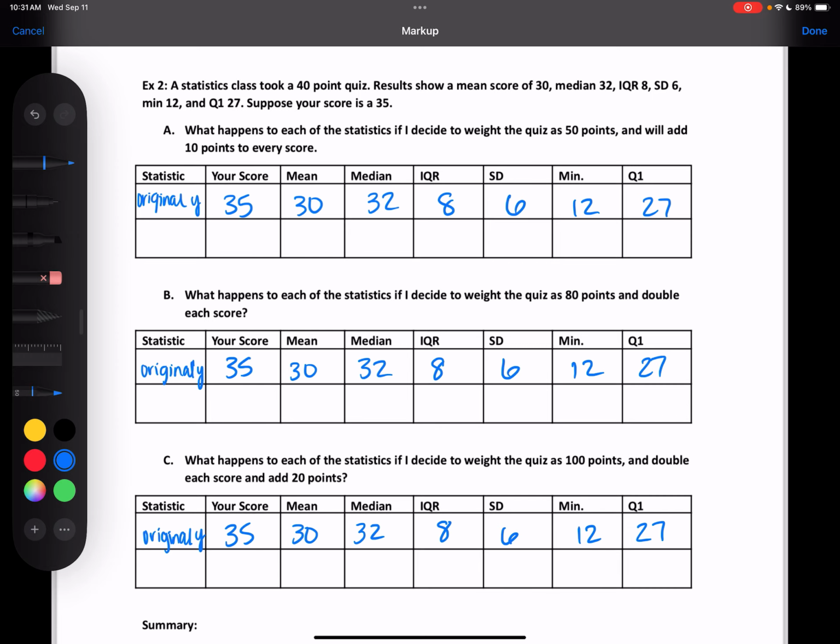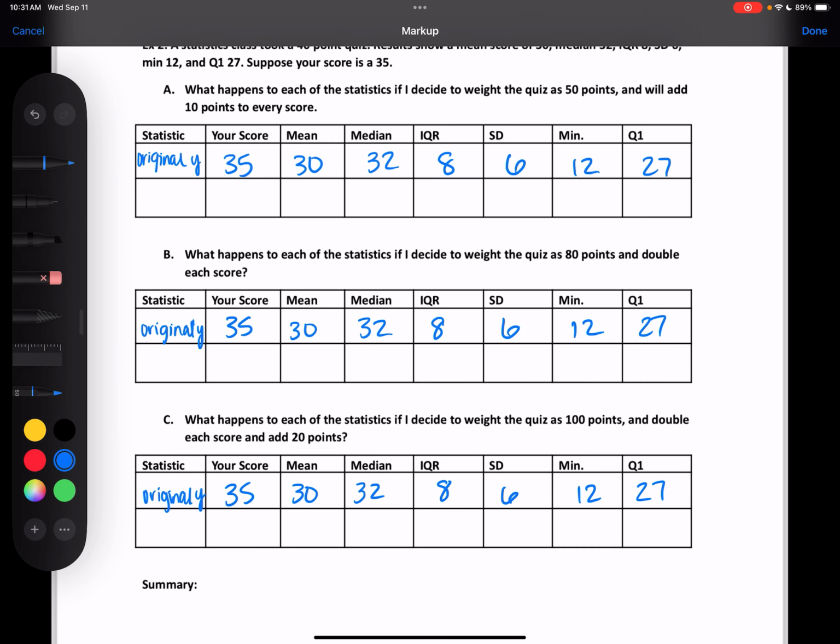So we're going to go through and look at each of these, and then we're going to make a summary at the bottom. I actually might summarize a few things first, because otherwise I feel like mathematically you're going to end up with the wrong answers. If I decide to weight the quiz as 50 points, so if it went up from 40 to 50, that's a 25% increase, right? Am I thinking about this the right way? Is that not the way to think about it? No. Okay.